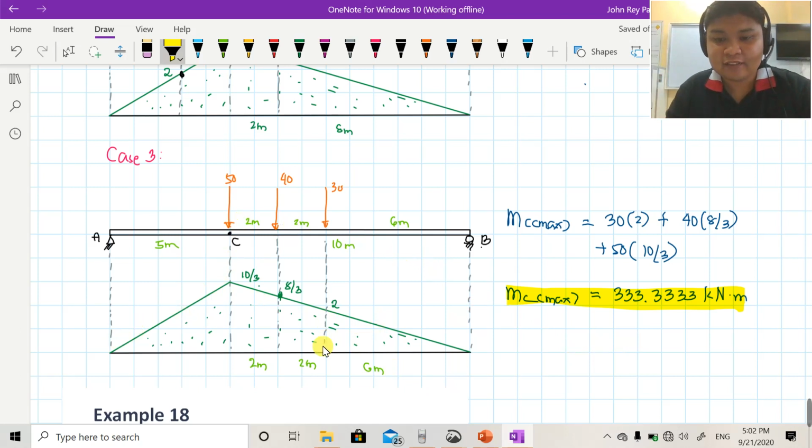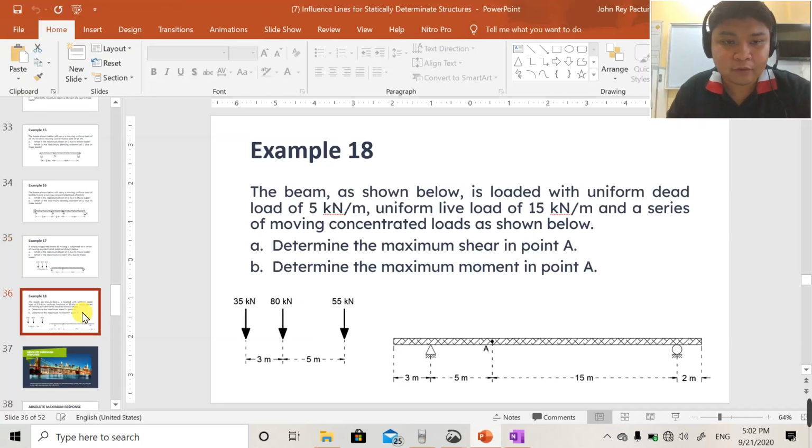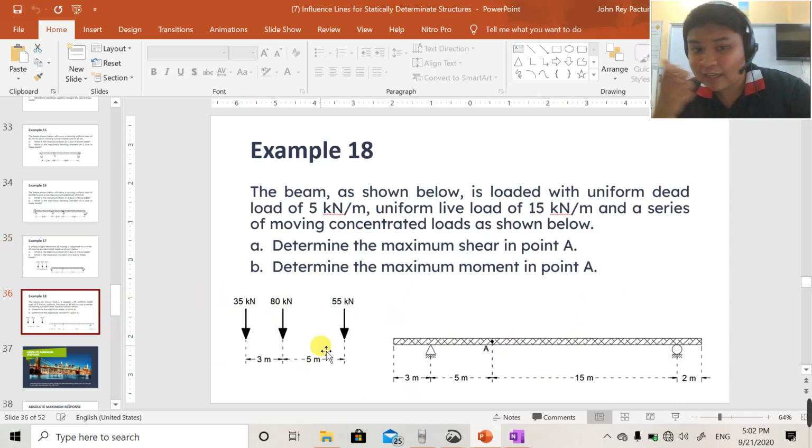So our last example, which is example number 18, is the last one for the application of influence line. What we'll do here, class, is the same. Just place it, then another series of concentrated loads so we can practice the analysis, right? So, that's it. Just watch it so you can better understand the concept of this.